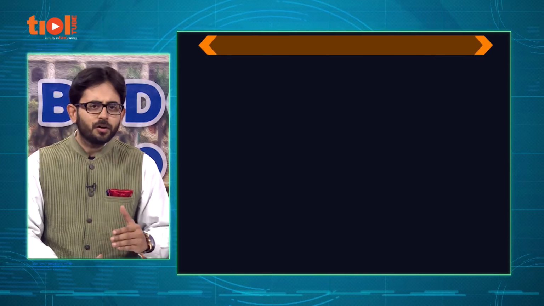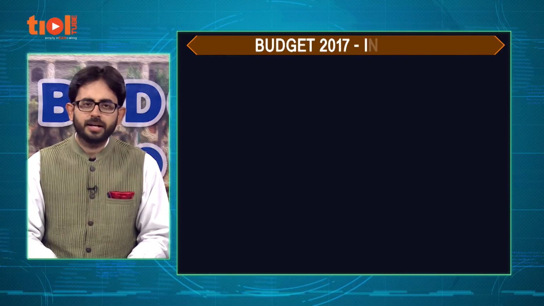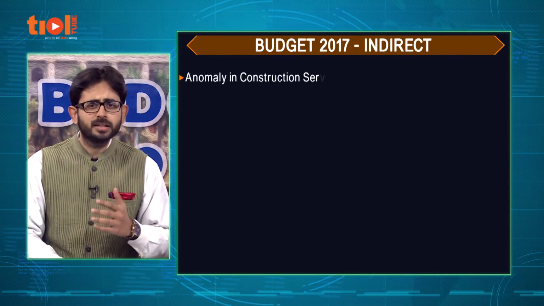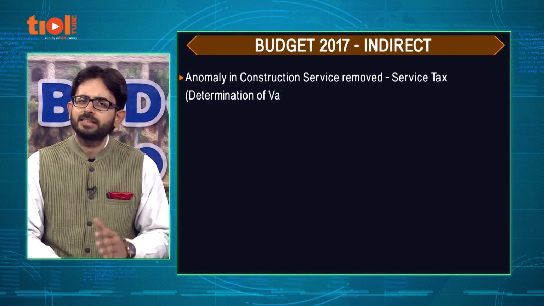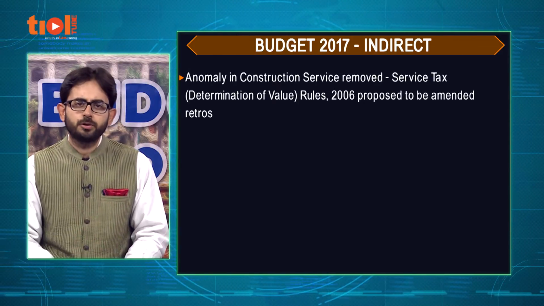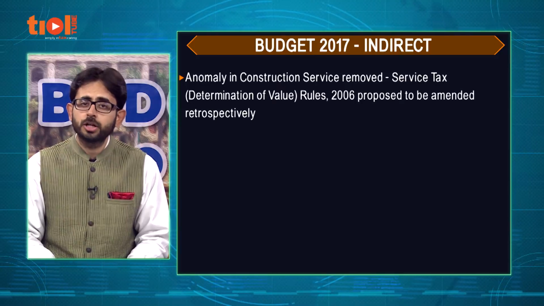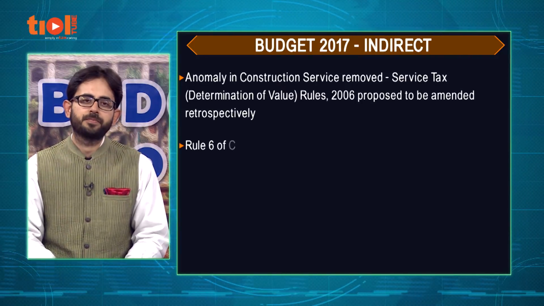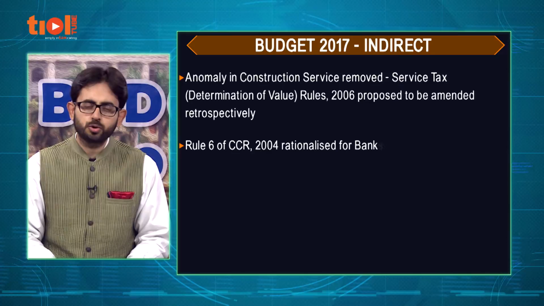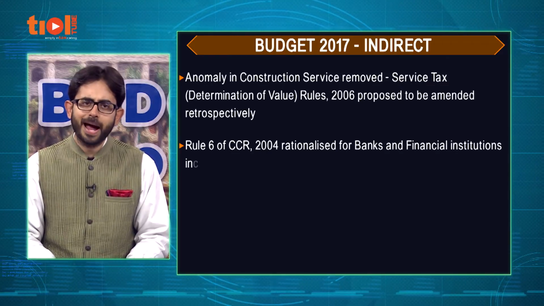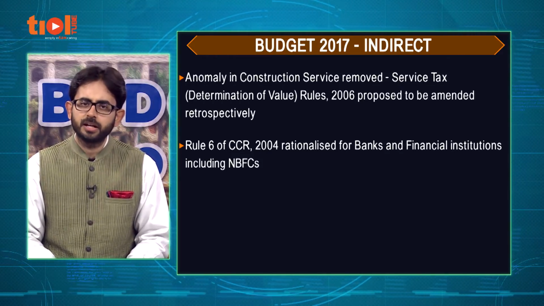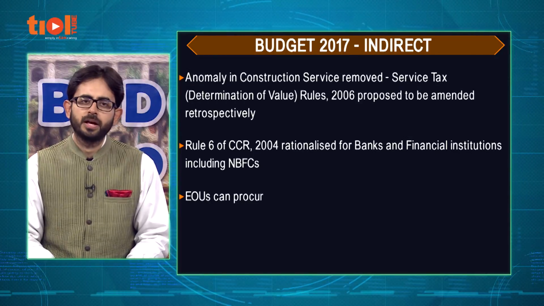Now let's focus on the indirect tax side. With the GST around the corner, this budget did not see any major changes on this front. Now let's quickly look at the important highlights. Anomaly in construction services removed as Service Tax Determination of Value Rules 2006 is proposed to be amended retrospectively. Rule 6 of CCR 2004 rationalized for banks and financial institutions including NBFCs.